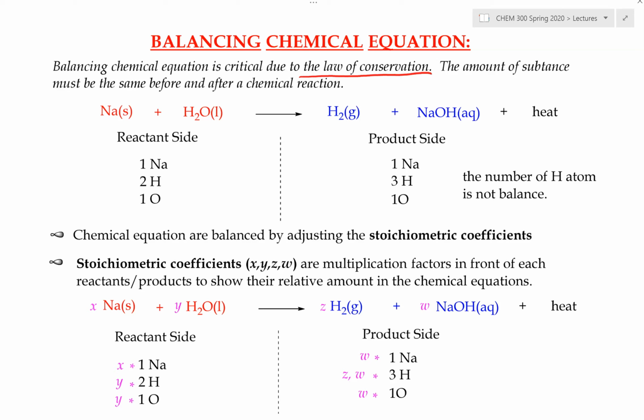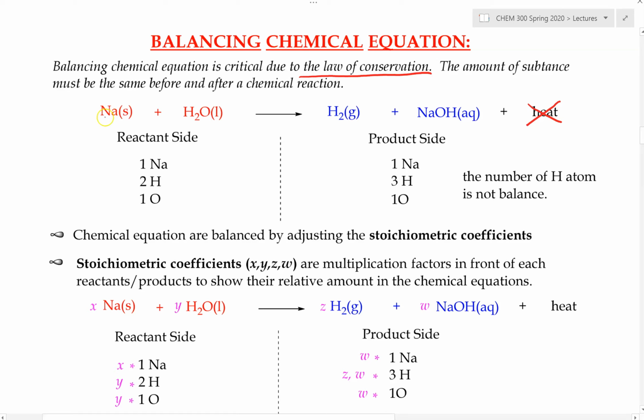First, we need to be able to determine if a chemical reaction is balanced or not. How that is done is by simply counting the amount of atoms on the reactant side and the product side. So here is a chemical reaction we have seen already: sodium reacting with water to produce hydrogen gas and sodium hydroxide. In this case, we're going to ignore the heat right here because heat is not a substance. And if we were to now count up all of these atoms on both the reactant and the product sides, this is what we will see.